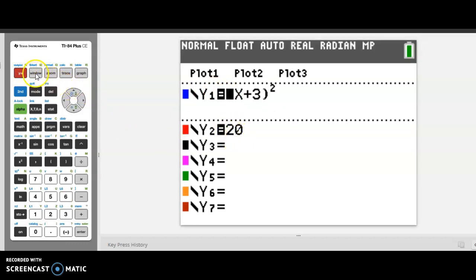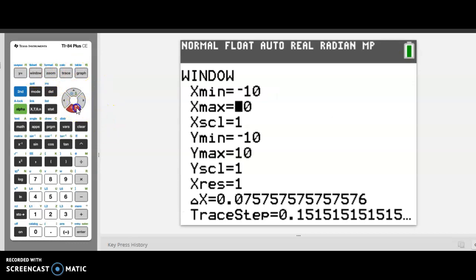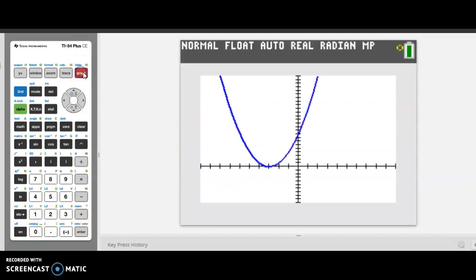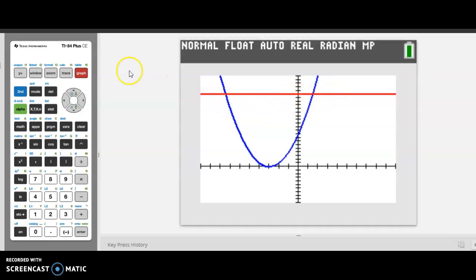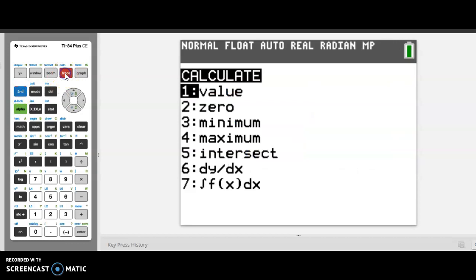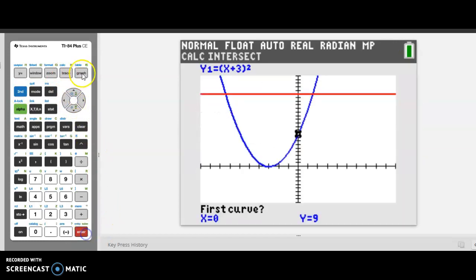So that's where you would change your window to say, oh, well, let's make my y value go up to, I don't know, 25. Go back to my graph. And now we can actually see the two lines intersect each other. Well, where do they intersect? Well, let's hit second trace. The fifth option down is a point of intersection.